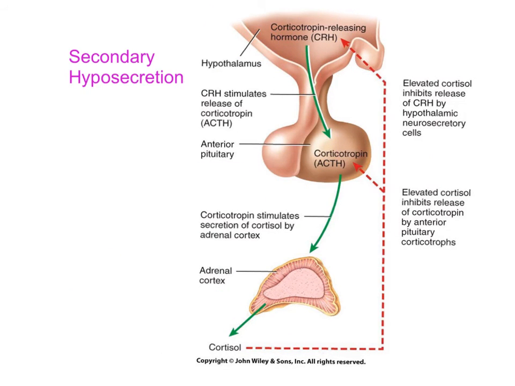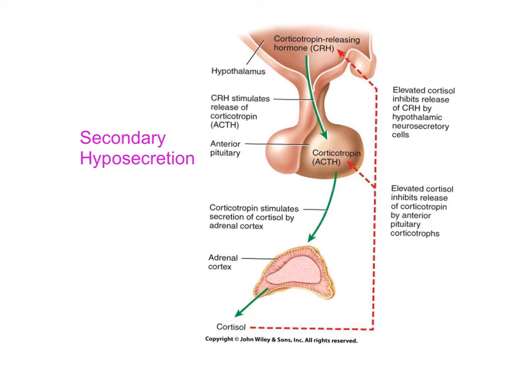Now let's look at hyposecretion. Secondary hyposecretion due to a problem in the hypothalamus, there is going to be a decrease in the level of CRH. Therefore, there will be a decrease in ACTH and a decrease in cortisol levels. So looking overall, if there is secondary hyposecretion at the level of the hypothalamus, all three hormone levels will decrease.